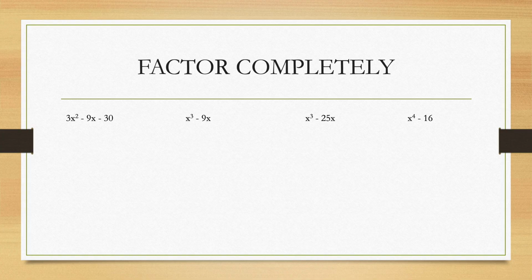Factor each of these completely. We'll go over the correct answers in a moment. Do all 4 of them. Oh, when I got interrupted before, hold on a second. Factor completely, it's code. It means 2 steps, maybe more, maybe a third, possibly.